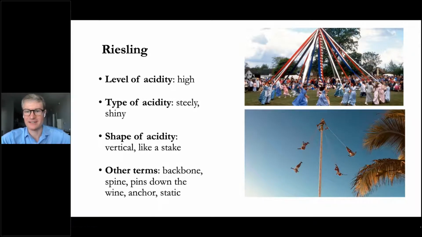So one of them is the kind of maypole, and then this Mexican dance that someone told me about in the slide below. What I'm trying to capture in both of these is the sense of the pole in the middle being the stable element of the wine, whereas the dancers around the edge of it can be the fruit or the sugar or the texture or the other elements of the wine. They can all move around, but the acidity is what's holding everything in place.